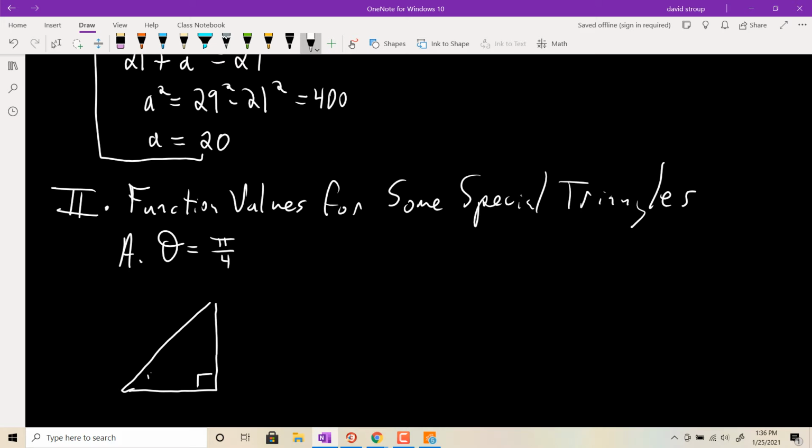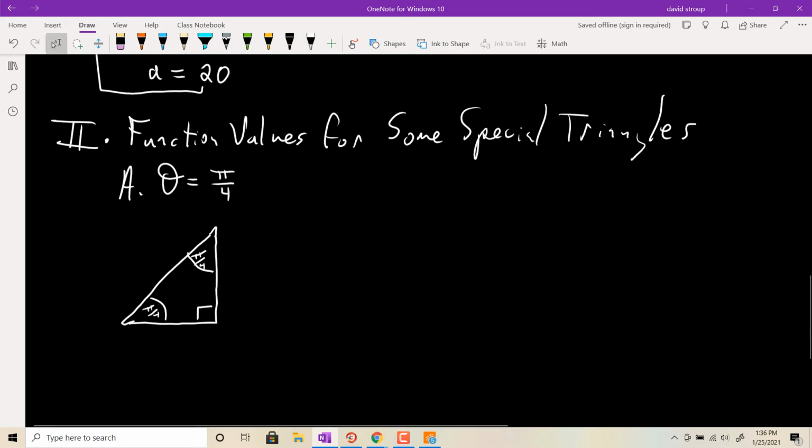Okay, so I'm going to make this guy pi over 4 or 45 degrees. This guy pi over 4 or 45, and then the third is 90. So if you add them all up, you always get 180 degrees. If you add up the interior angles of any triangle, you get 180 degrees. Okay, this is a special triangle called isosceles.